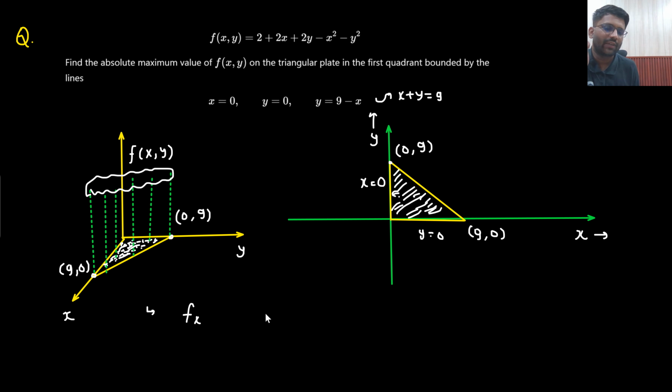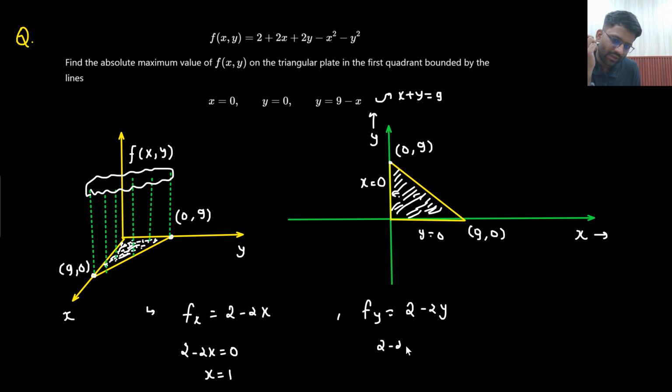Let's get started. First I will find out fx, differentiation with respect to x. What will be the answer? 2 minus 2x. Differentiation with respect to y, what will be the answer? 2 minus 2y. When I put them equal to 0, what will I get? If I put 2 minus 2x equals to 0, I will get x equals to 1. When I put 2 minus 2y equals to 0, I will get y equals to 1. So the point will be (1, 1). So (1, 1) will be my matter of consideration.